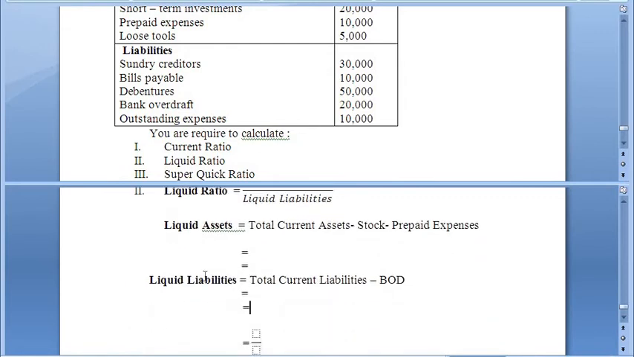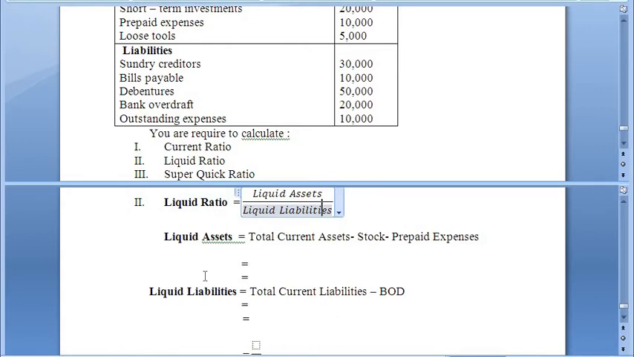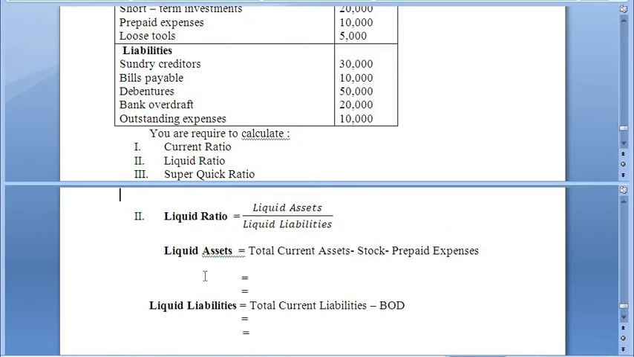What is the formula of liquid ratio? Liquid assets divided by liquid liabilities. Okay, and liquid ratio is also called quick ratio. The amount of liquid assets, how can we calculate it? Total current assets minus stock minus prepaid expenses, because liquid assets are nothing but all current assets except stock and prepaid expenses. Now we know the amount of total current assets.